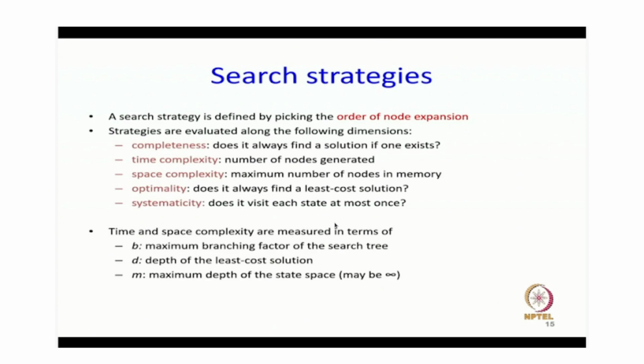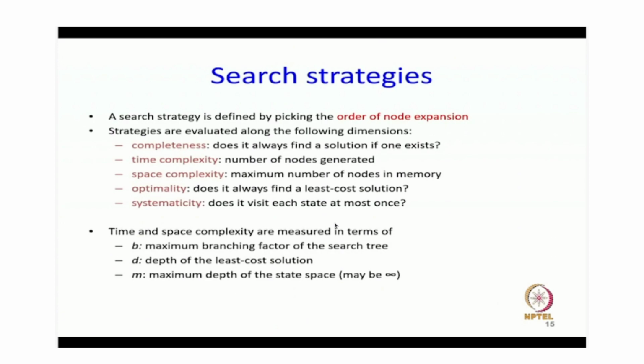Now we'll mainly talk about how to do searching. Searching is visiting different nodes of a graph, tree, or a structure. So we'll be talking about that. The terms in which we'll compare two algorithms are completeness, time complexity, space complexity, optimality, and systematicity. So these are the five components on which we'll judge.